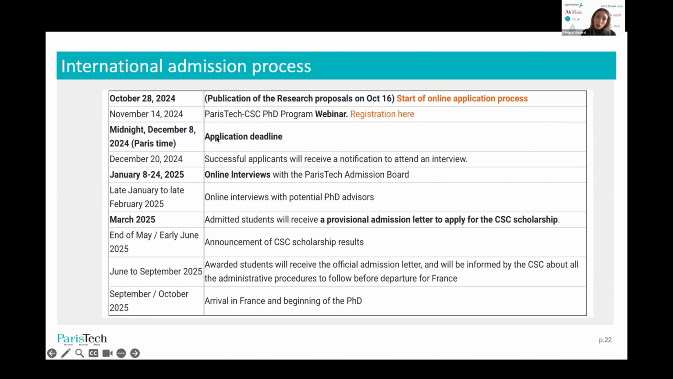So please be sure, if you want to apply, to do it before midnight on December 8th, because it's the application deadline, and we will not be able to do anything if you pass the deadline.